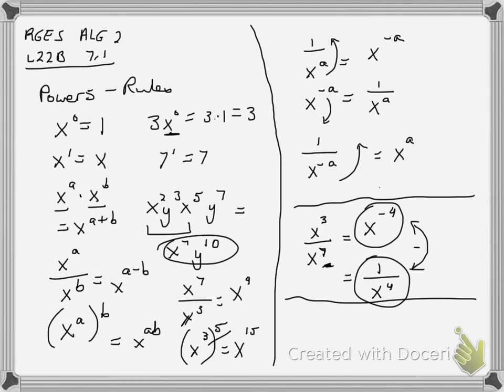One more example, just so we don't get tripped up. What if I had something like x squared over x to the negative 7th? This would be subtracting exponents, 2 minus a negative 7, so that would be x to the 9th.